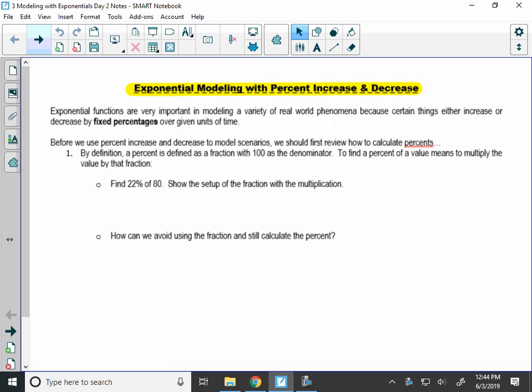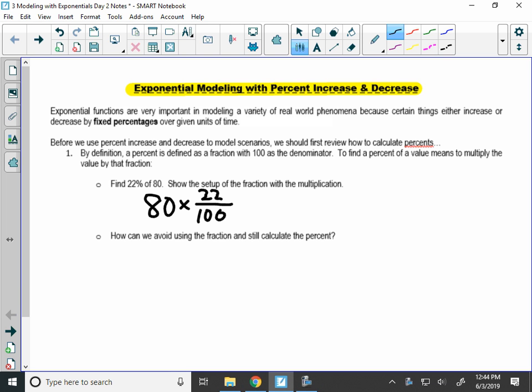So number one says, by definition, a percent is a fraction with 100 as the denominator. So to find a percent of a value means you multiply that number by a fraction. So if I'm finding 22% of 80, well, I'm going to take the number 80, and I need to multiply it by a fraction. Now, 22 as a fraction is going to be 22 over 100.